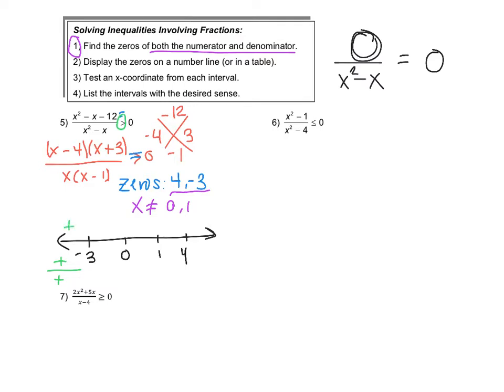Okay, next I need to test a point in between negative 3 and 0, so I'll pick negative 1. So when I subtract 4 from negative 1, negative 1 minus 4, that's going to be a negative, but when I add 3 to negative 1, that's positive.